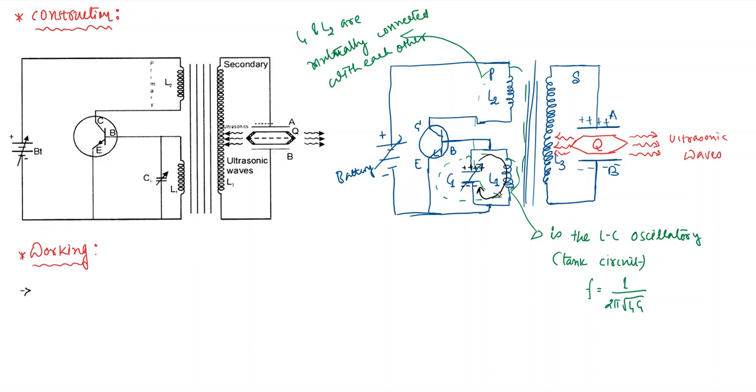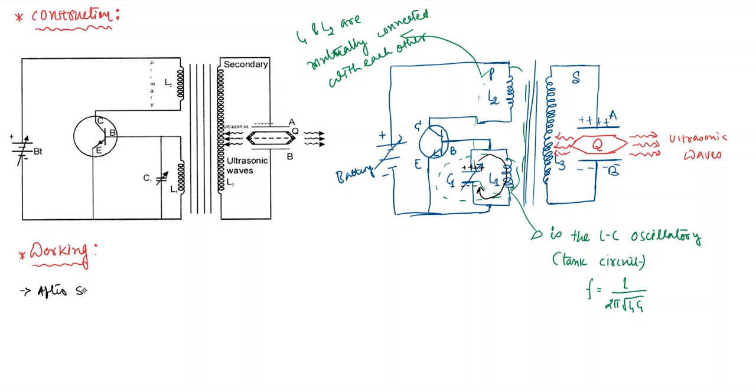After half of the time period, all the charges are accumulated from the top plate to the bottom plate and vice versa. So the charges are vibrating across these two plates like this. So this type of vibration starts between L1 and C1.